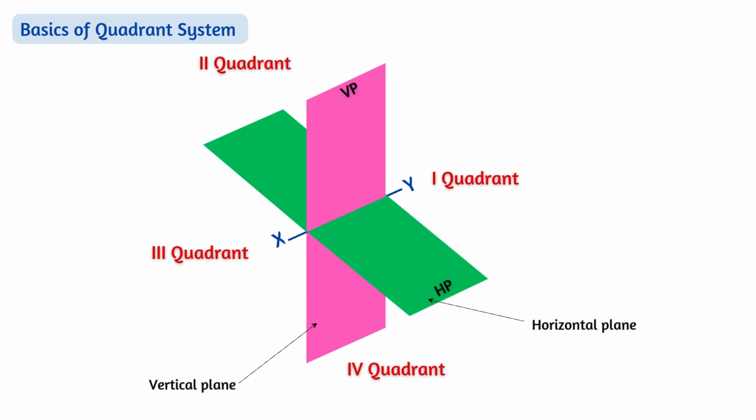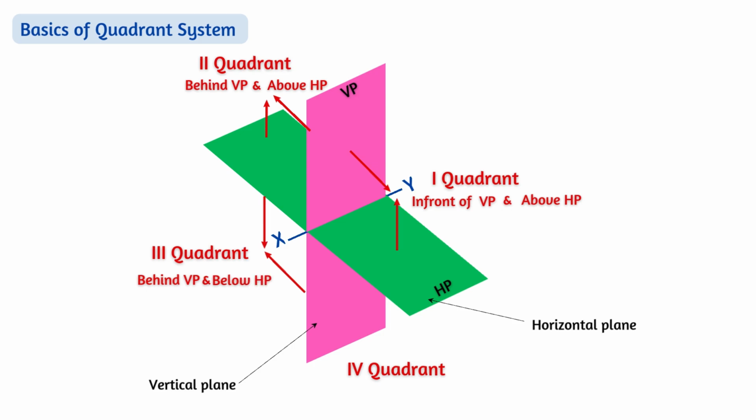First quadrant is located in front of VP and above HP. Second quadrant is located behind VP and above HP. Third quadrant is located behind VP and below HP. Fourth quadrant is located in front of VP and below HP. For drawing projections of points, planes and solids, the distance from the reference plane only will be given. We have to identify the quadrant.